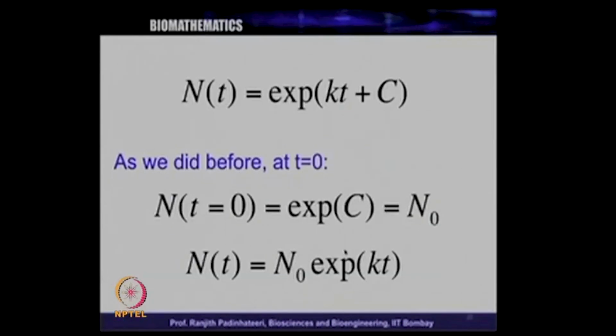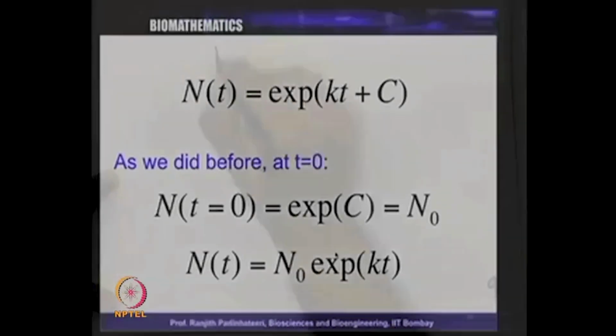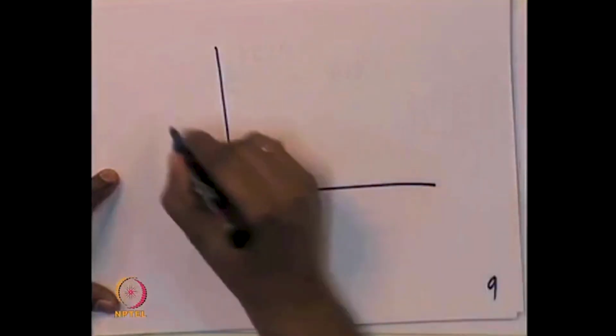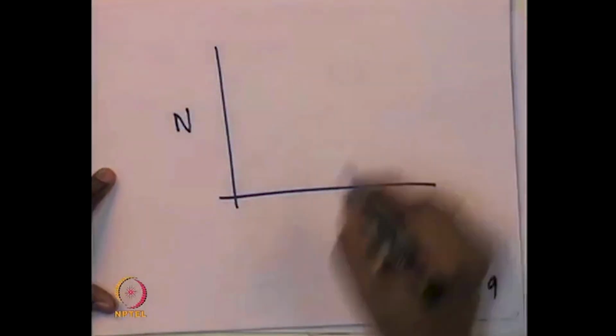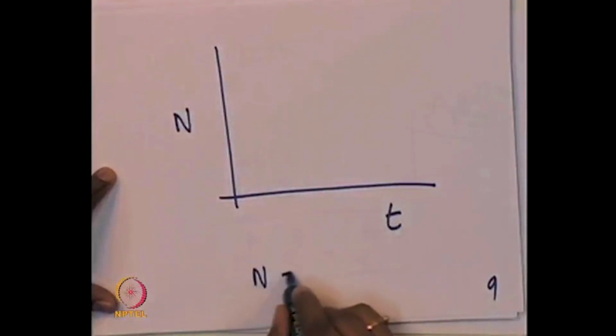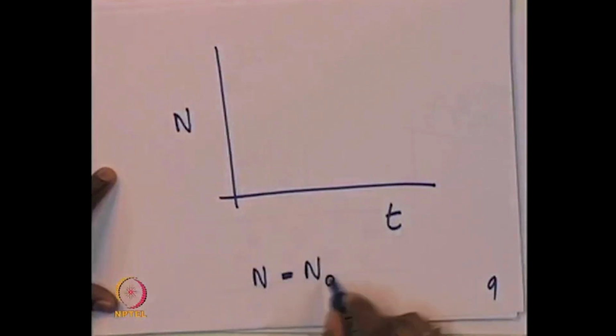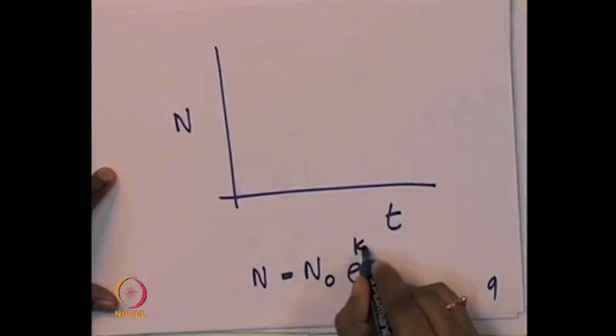So, what does this mean now? What does this n of t is equal to n0 e power kt mean? How does this graph look like? If we plot this, how does it look like? So, let us plot this, n versus t. For every t value there is an n, and our equation is n is n0 e power kt.